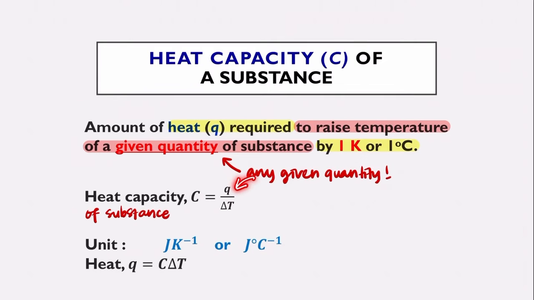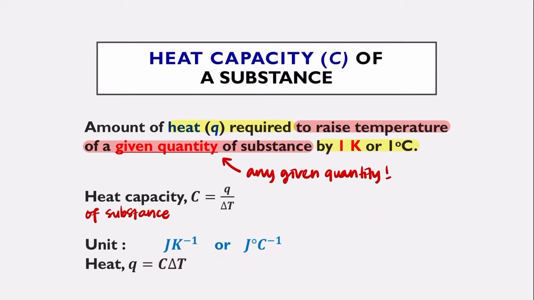So this is the symbol for heat capacity. This is your heat change. This will be your delta T, which is temperature final minus temperature initial. And the unit for heat capacity will be joule per Kelvin, because energy is in joule and temperature is in Kelvin or degree Celsius. Heat will equal capital C delta T, C theta.